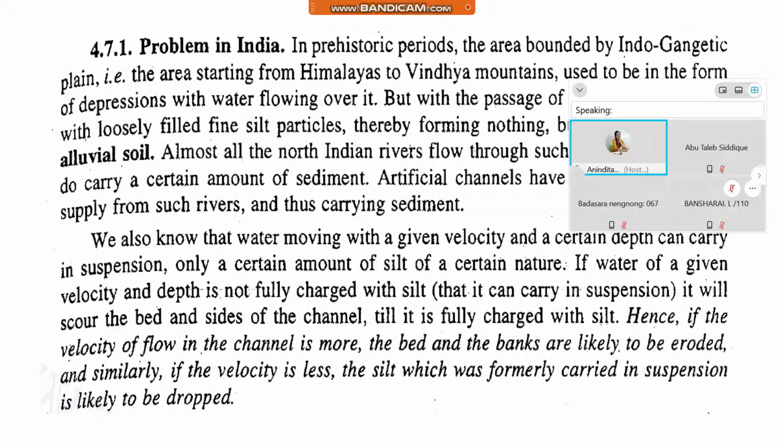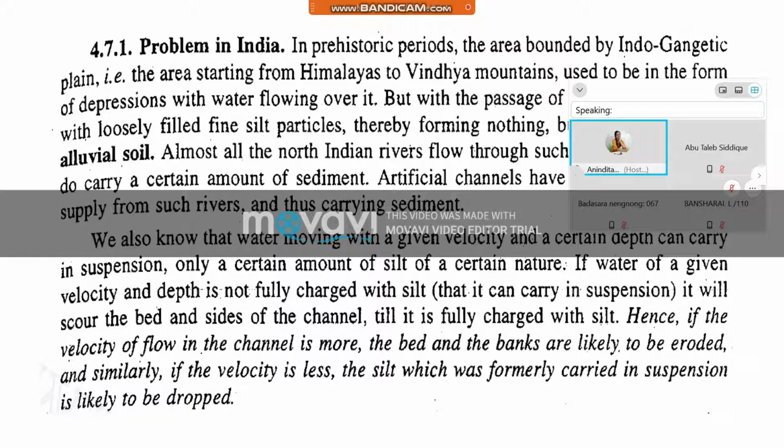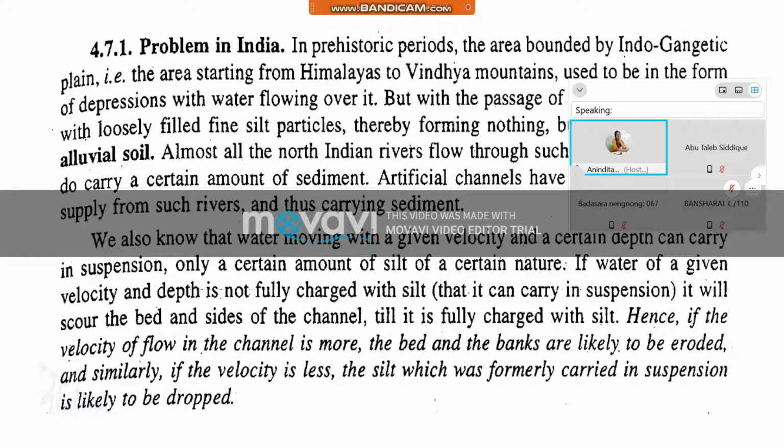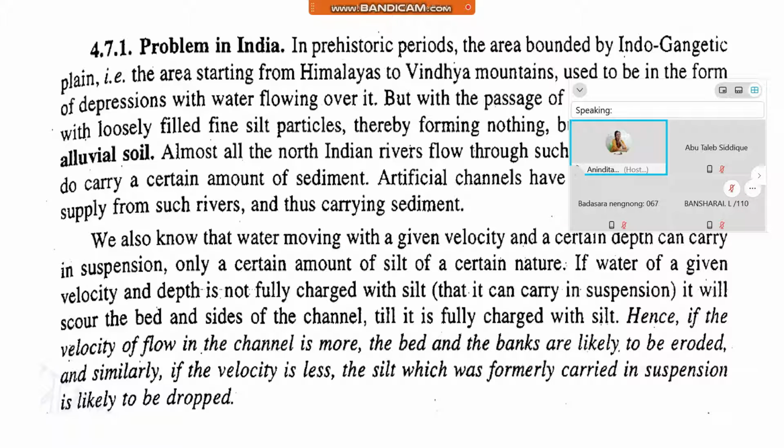Artificial channels have to carry their water supply from such rivers and thus carry sediment. We also know that water moving with a given velocity and a certain depth can carry in suspension only a certain amount of silt of a certain nature. If water of a given velocity and depth is not fully charged with the silt that it can carry in suspension, it will scour the bed and sides of the channel till it is fully charged with silt. Hence, if the velocity of flow in the channel is more, the bed and the banks are likely to be eroded, and similarly if the velocity is less, the silt which was formerly carried in suspension is likely to be dropped.